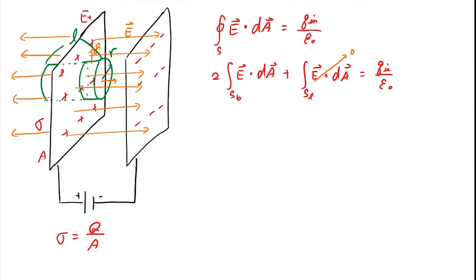Now, this becomes 2E dA equal to Q inside over epsilon, right? But this is constant, so we can take it outside. And then you have just the integral over S of the base. Good? So far so good? Do you understand this much?